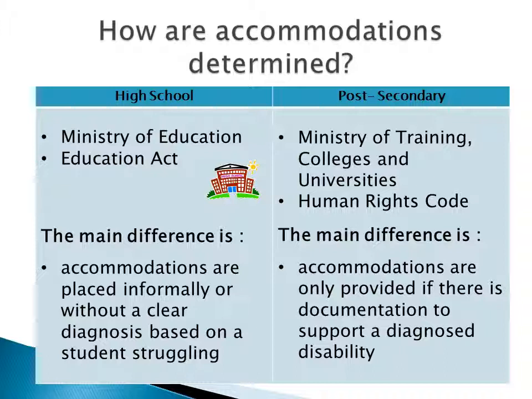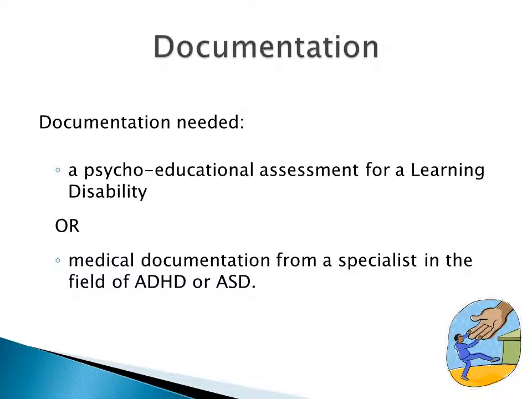The main difference is that in high school, accommodations could be put in place informally or without a clear diagnosis, based on a student demonstrating that they were struggling. At the post-secondary level, however, under the Human Rights Code, accommodations are only provided if there is documentation to support a diagnosed disability. As a result, you are asked to provide documentation in the form of a psychoeducational assessment for a learning disability or medical documentation from a specialist in the field of ADHD or ASD.